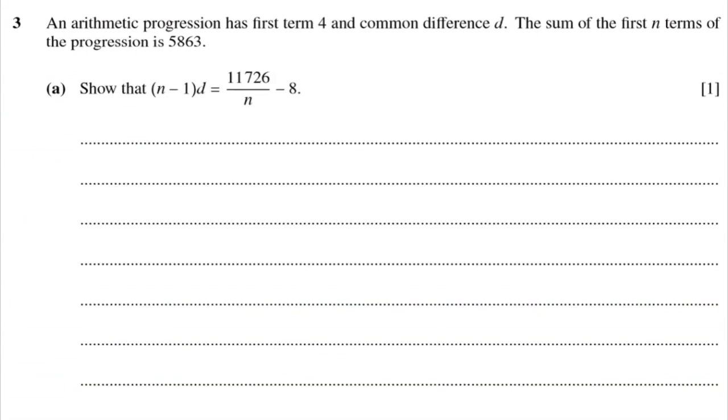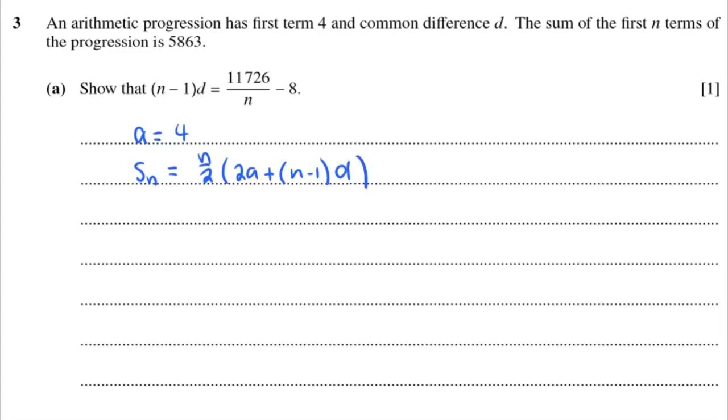On to question 3. An AP has a first term of 4 and a common difference of d. The sum of the first n terms of the progression is given, and we need to show this. Okay, so what we do know is that a is equal to 4 because a is the first term. We also know the sum of n terms from our formula sheet is equal to n on 2 times (2a plus (n minus 1) times d).